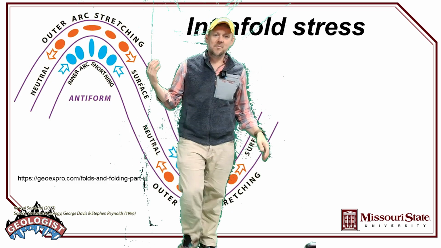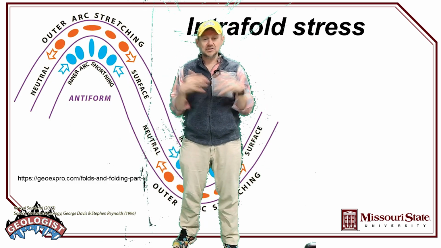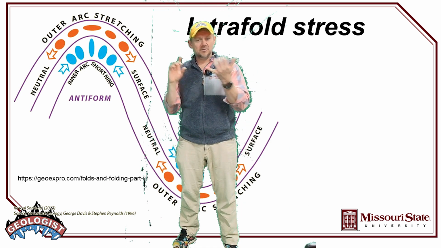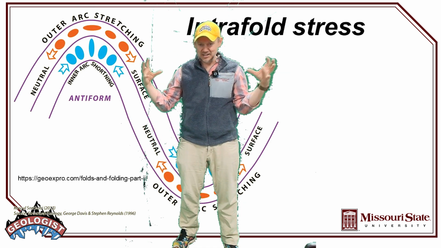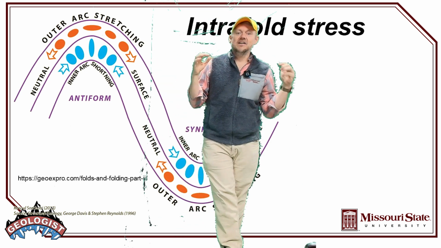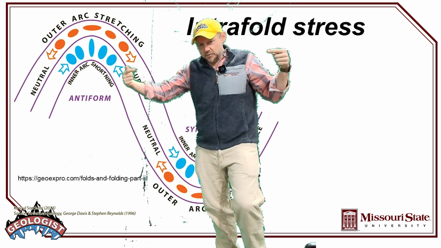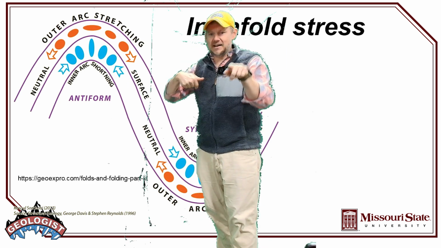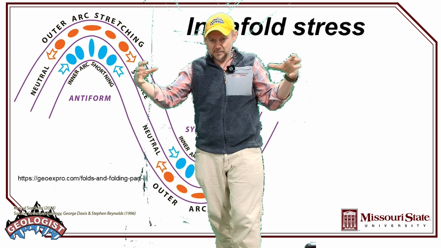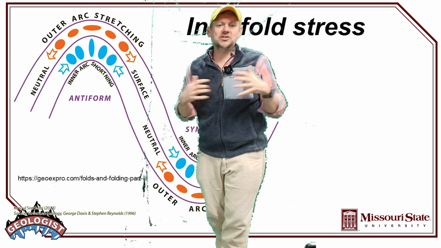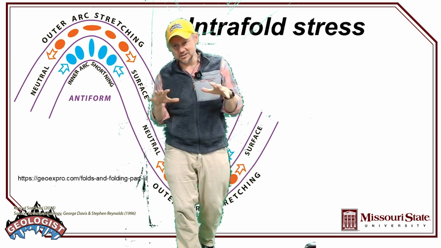Now, we think a lot about compression when we have faults, but in every scenario, both compression and tension or extension, you almost always have the other type of stress. If you push this way, you're going to push stuff out this way, very generically. If you pull apart this way, you're compressing this way. So you can find all different types of structures in just about any environment.